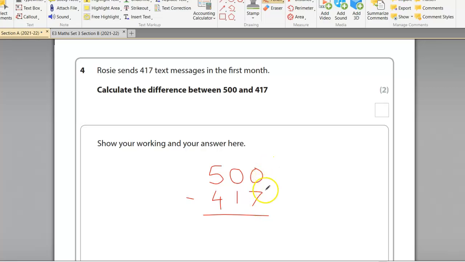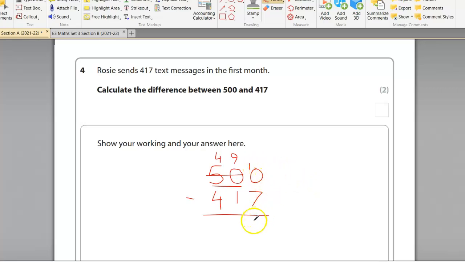Well, 0 take away 7 we can't do. And we can't borrow 1 from the 0 next to it. So because we can't borrow 1 from the 0, just look at that as 50. So include the 5 as well. And borrow 1 off the 50. So if we borrow 1 off 50, if we take 1 away, that becomes 49. Then the 1 we borrow goes there.